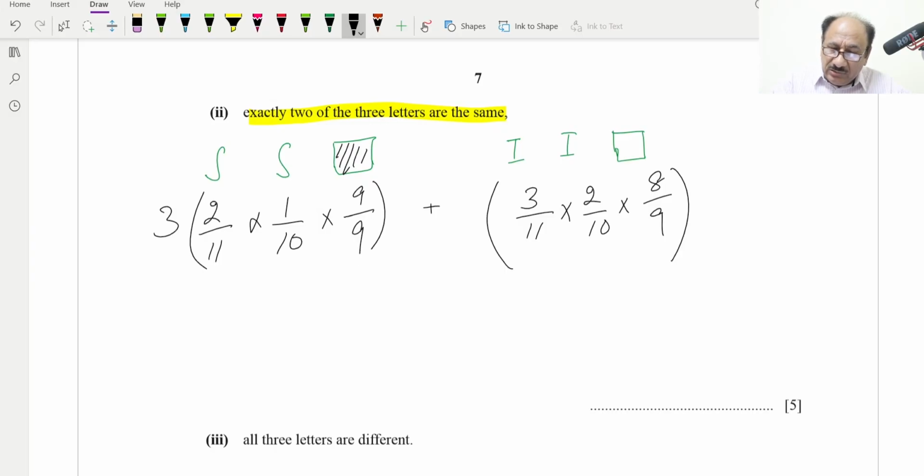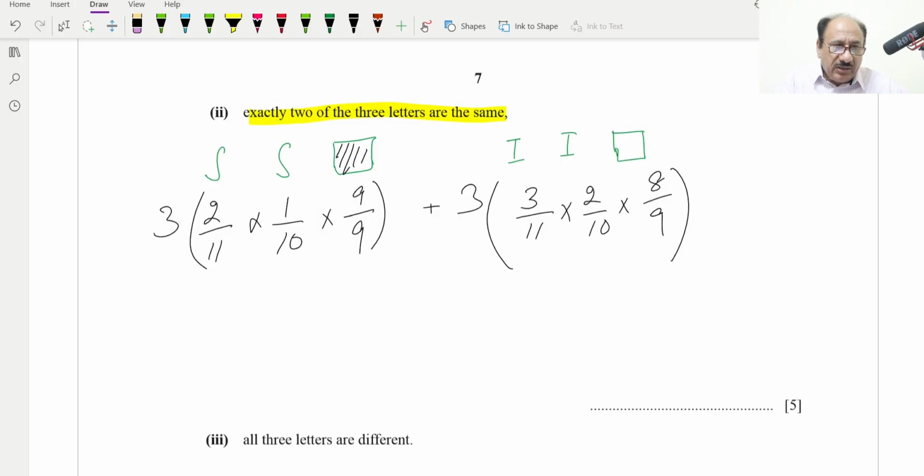And again, situation can be I and I and any other letter, or I and any other letter and I, or it can be any other letter I and I. So we'll be multiplying it by 3. So three combinations basically are possible.